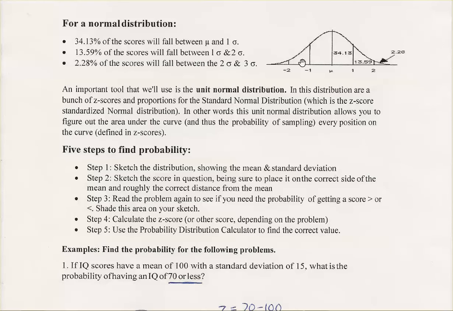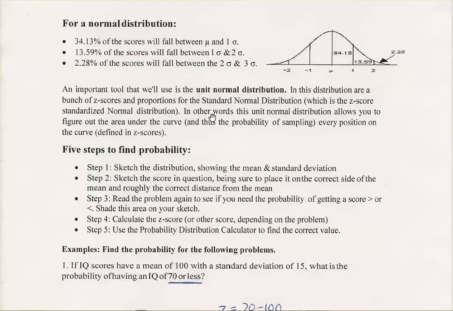That's also 13.59. And then 2.28% of the scores will fall between 2 standard deviations and 3 standard deviations, and that's this little chunk way out here in the tail and also in the negative tail. So an important tool that we use is the unit normal distribution.